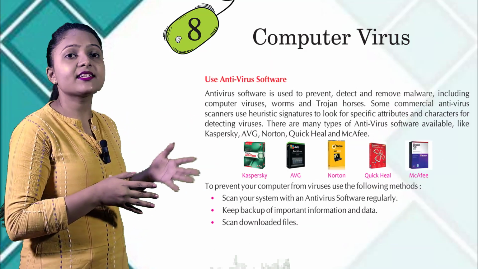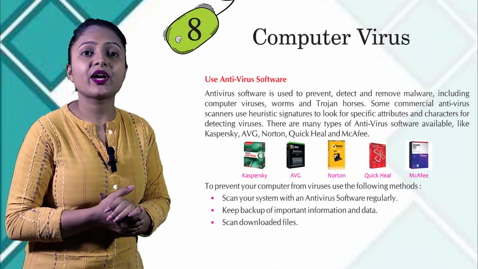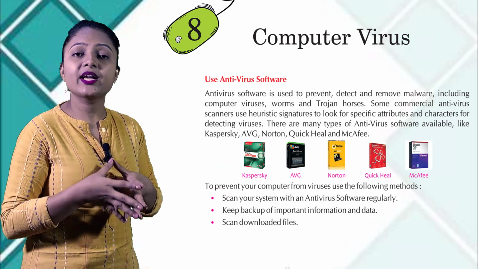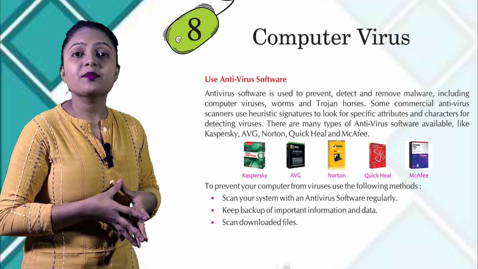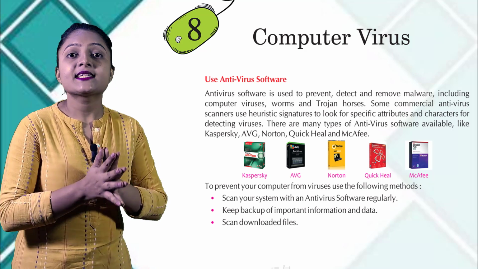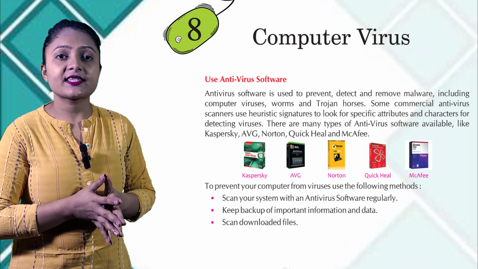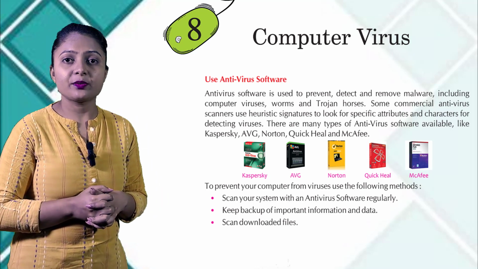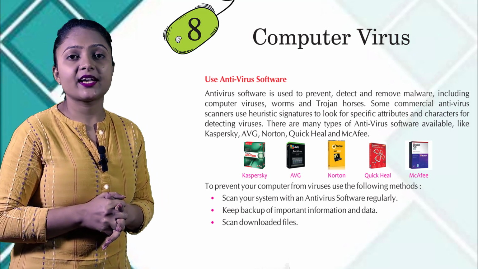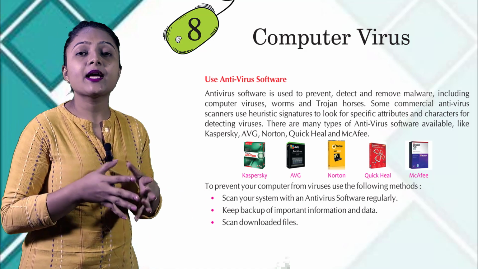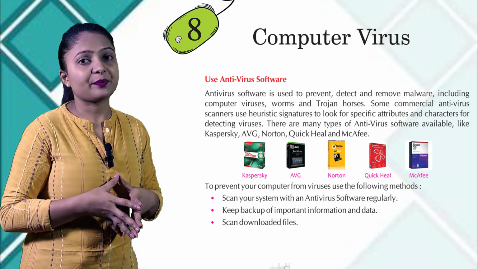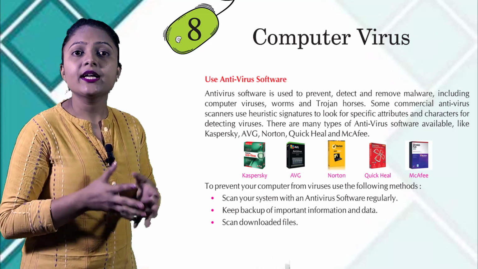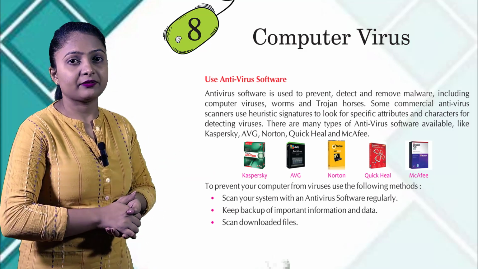Use antivirus software. Antivirus software is used to prevent, detect, and remove malware, including computer viruses, worms, and Trojan horses. Some commercial antivirus scanners use heuristic signatures to look for specific attributes and characters for detecting viruses. There are many types of antivirus software available, like Kaspersky, AVG, Norton, Quick Heal, and McAfee.